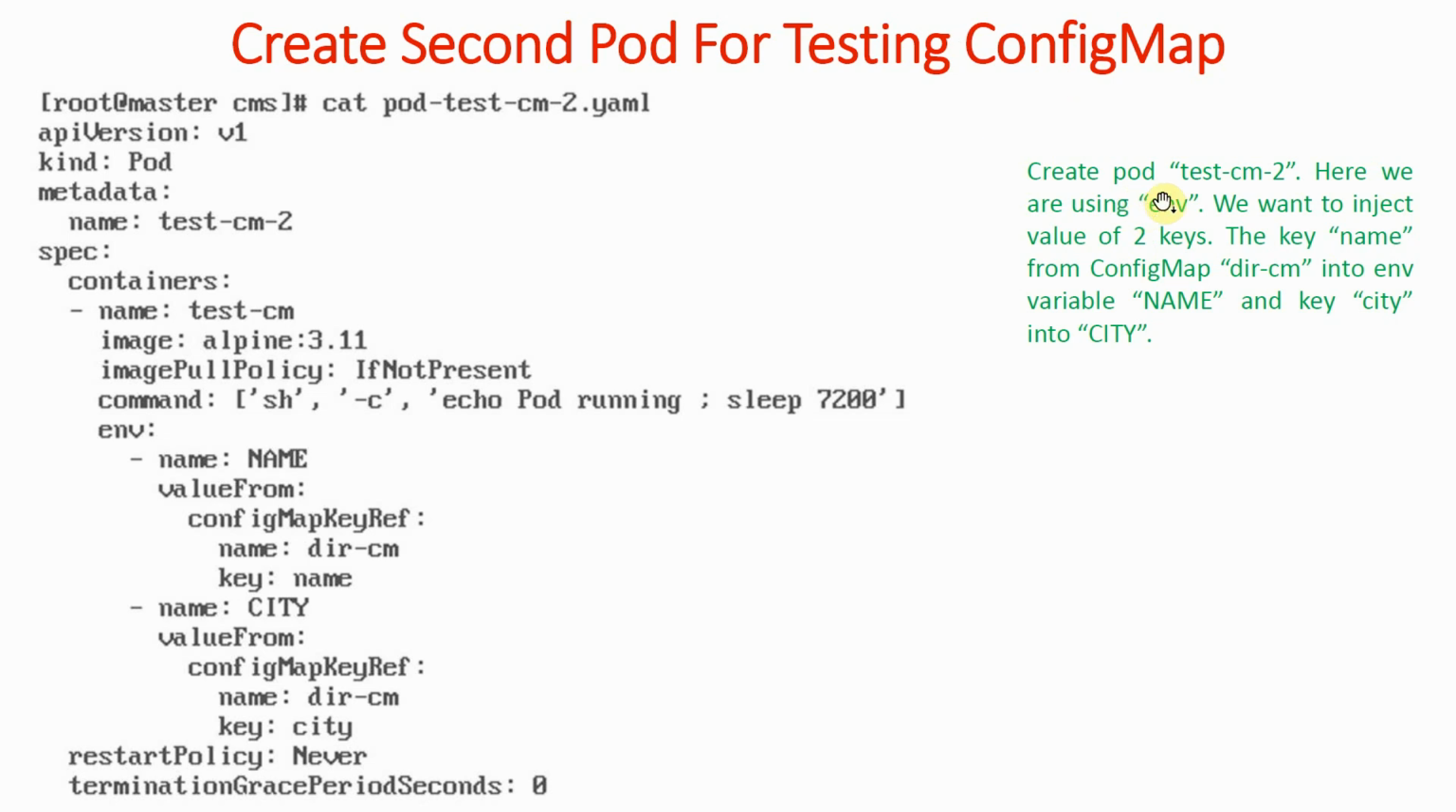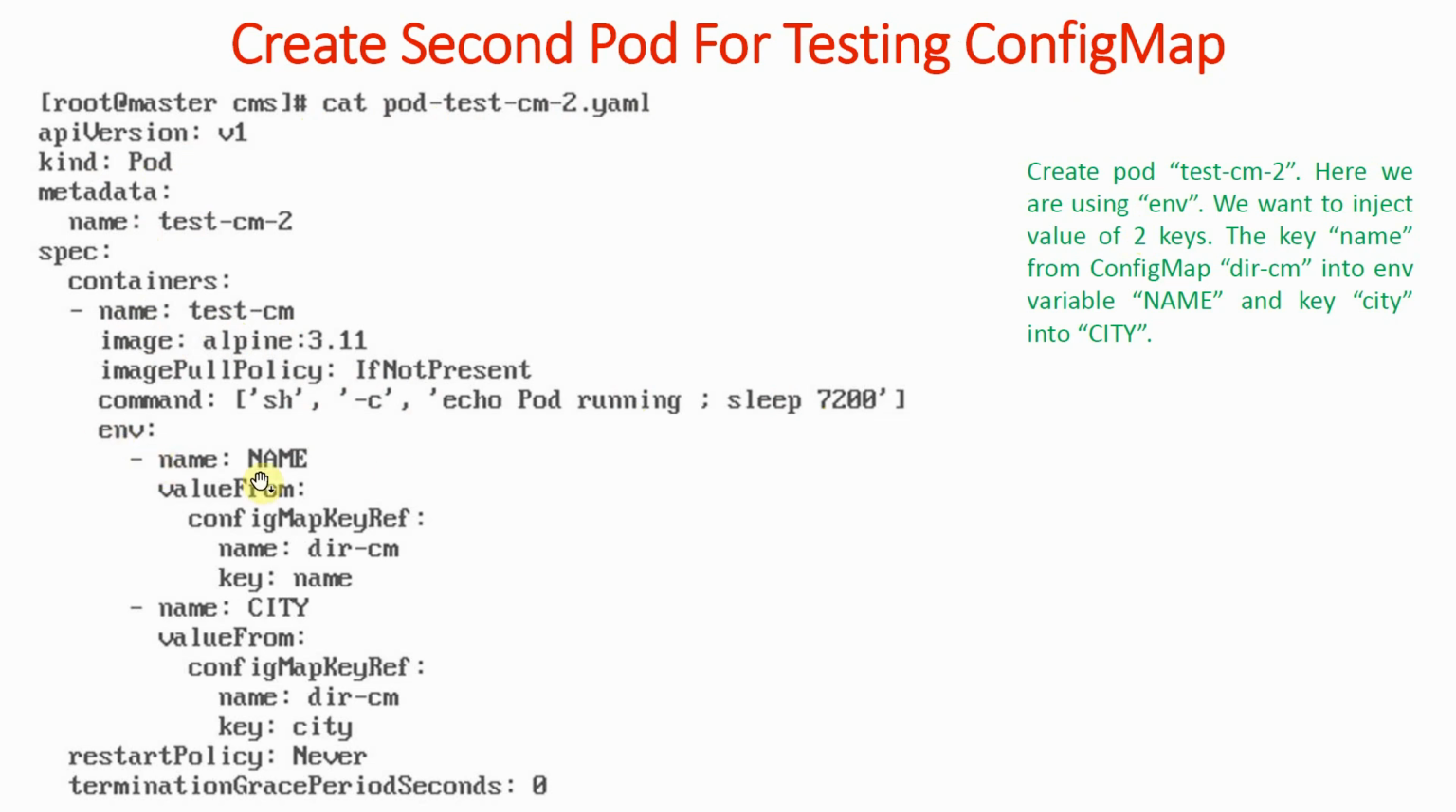Now we are going to create the pod test cm2. Here we are again using the environment variable. So let us again cat pod test cm2 .yaml file. API version v1. Again, the kind of object is pod. This is the name. The container name is again test CM. This is the image, and this will run for 70 to 100 seconds.